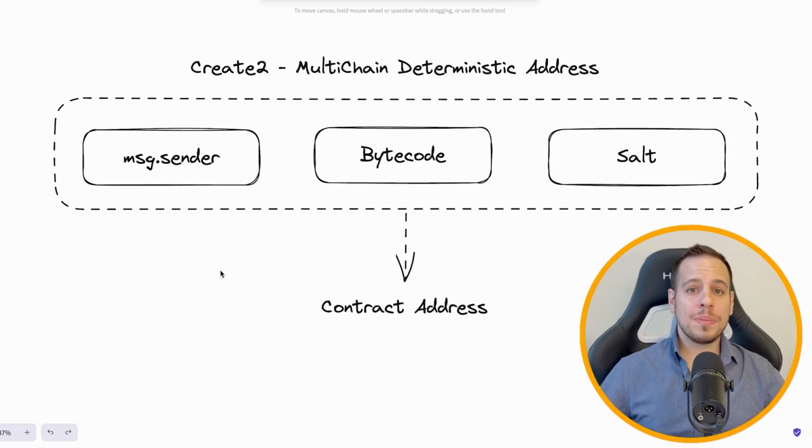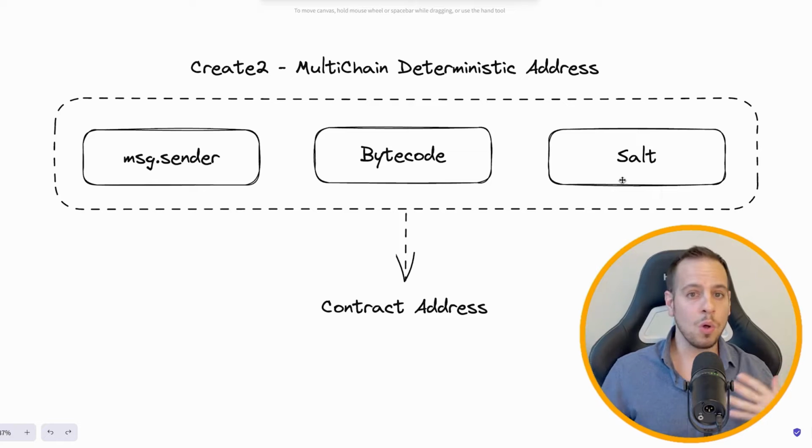So how is OpenZeppelin able to use create2 and create the same smart contract address in multiple EVM chains? Let's see. The way create2 works is that the newly created smart contract address is based on the message sender, the bytecode of the smart contract, and the salt. Now, since the message sender is going to be the same, the bytecode is going to be the same, and they're going to use the same salt, then they're able to make sure that your contract will be deployed on multiple chains, but it will have the exact same address.